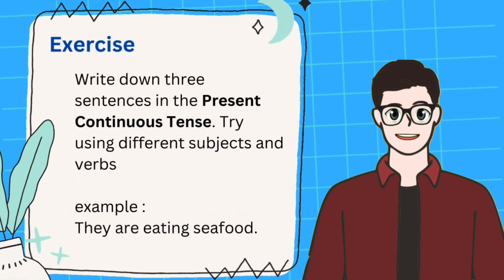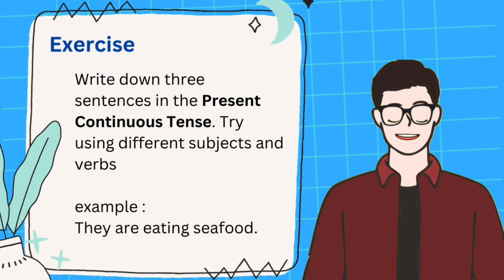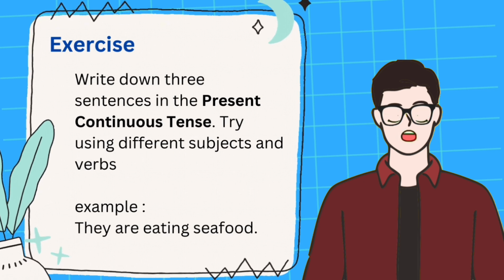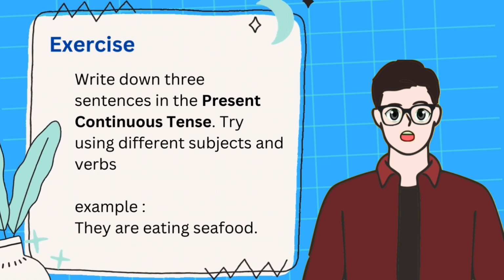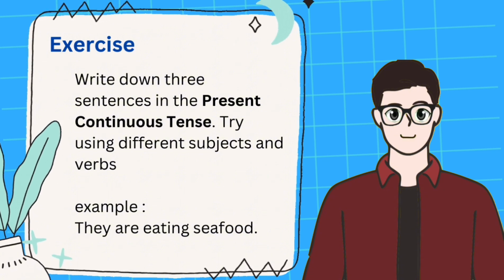I have an exercise for you. Please write down 3 sentences in the present continuous tense and try to use different subjects and verbs in the sentences. For example, they are eating seafood. And now it's your turn.